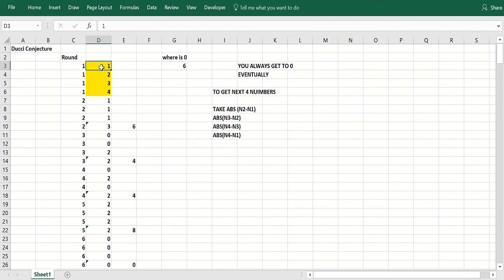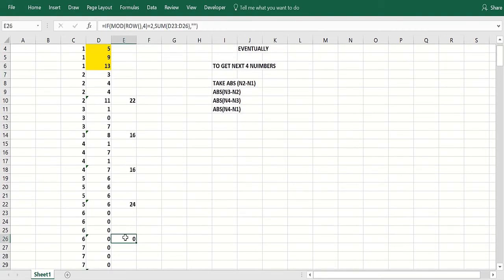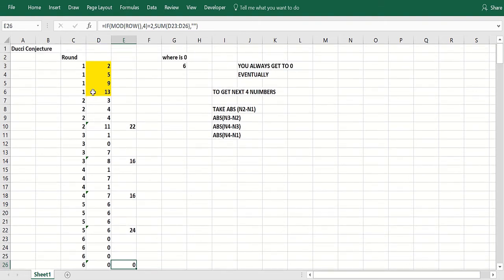Now, if I start with some different numbers, I don't know, 2, 5, 9, and 13. Well, they're the same place. I ended up at 0. Maybe if I make this a 10. Okay, well, there it's a different place right here. After the 5th sequence of four numbers, I ended up with all zeros. And so again, that shows you how we can use Excel functions. Here we use the MATCH function, the ROW function, the MOD function, and the ABS function to play out this Ducci conjecture.